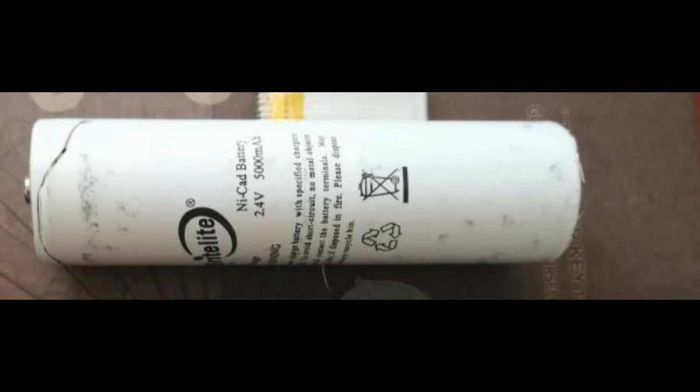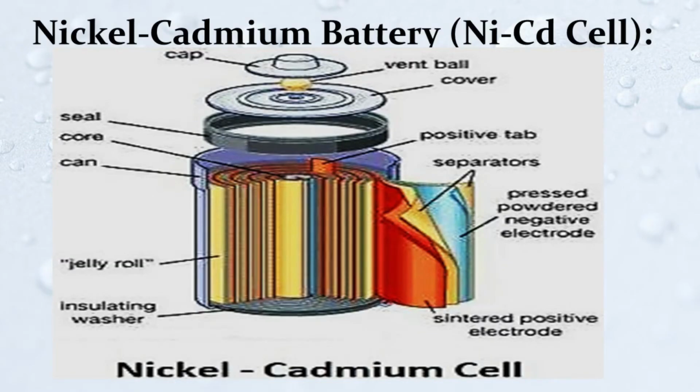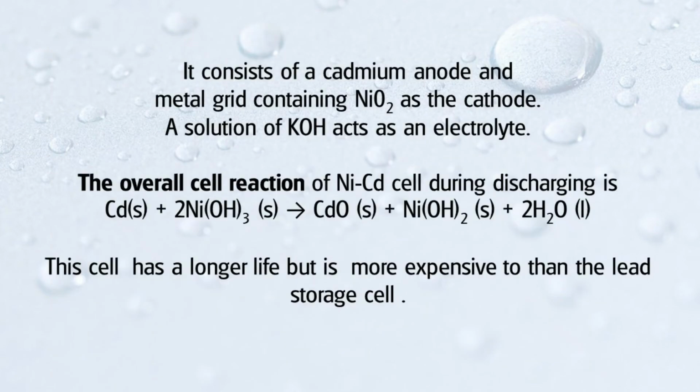Another important cell is nickel cadmium cell, which has a longer life than lead storage cell. It consists of cadmium anode and nickel dioxide as a cathode. Electrolyte is a solution of potassium hydroxide. At anode, the cadmium is oxidized to cadmium oxide, and at cathode, the nickel dioxide is reduced to nickel hydroxide. The cell is more expensive than lead storage cell.